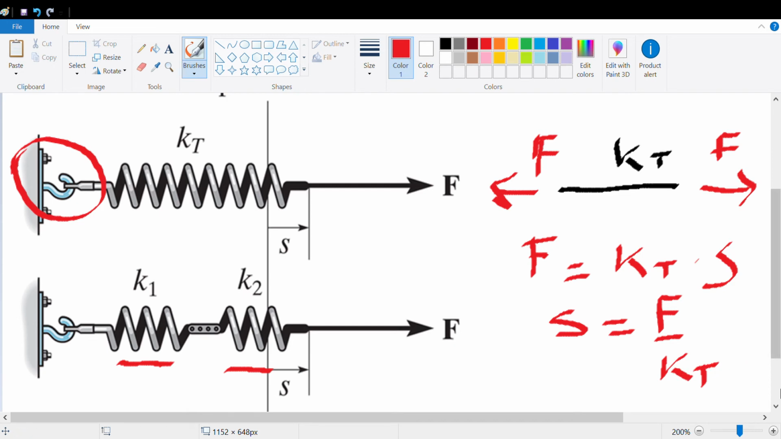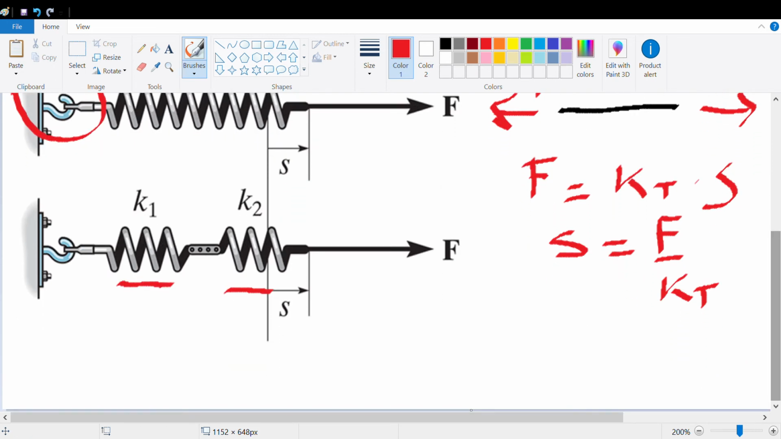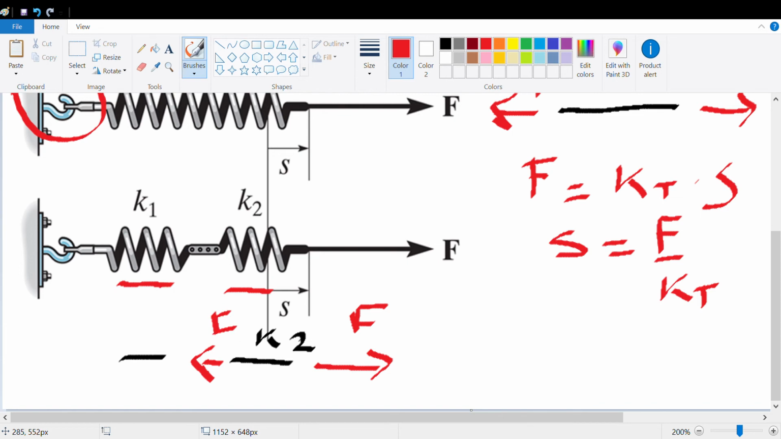Now, let's look at the second arrangement where we have instead two springs, K1 and K2. In this case, if I draw the free body diagram, I have the first system, K2, subject to a force F. Now, in order to be in equilibrium, K2, another force F has to be applied to the other end. Where is this force F coming from? It's coming from K1.